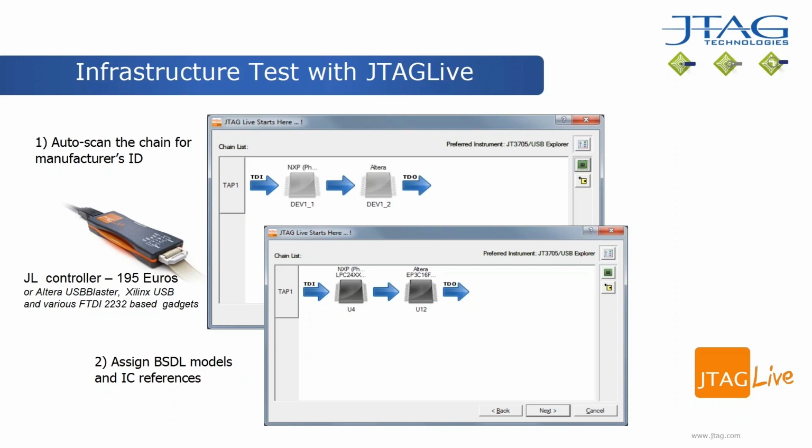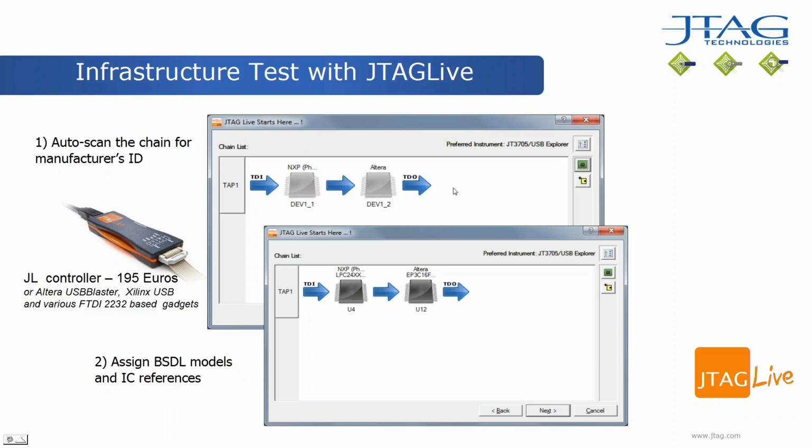So if you have an Altera USB Blaster, I think they're called, or if you have a Xilinx download cable, you can use that. Or we sell ourselves a fairly low-cost interface called the JTAGLive controller. It's about 195 euros, I think. So that can be used as well. And it allows you to auto-detect a scan chain, so you can connect up the interface to your board, and it will sniff out or detect what's in the chain first of all. It will identify the manufacturers of the devices and how many devices you have in your chain.